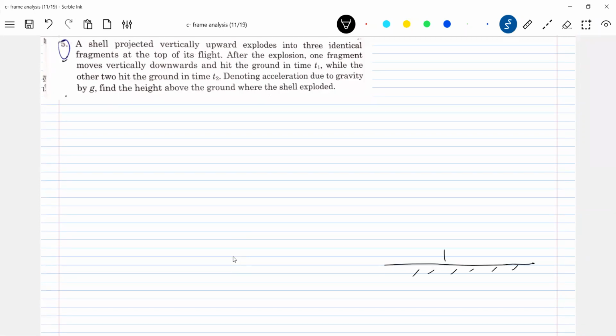So let this be ground. So here the explosive is projected into three identical fragments. So 3m, you take in this, it's projected vertically up, that one. So then somewhere here explosion occurs. Then due to explosion, what happens? Three fragments will come. So now one fragment will move vertically down.